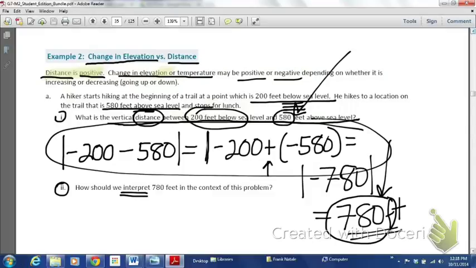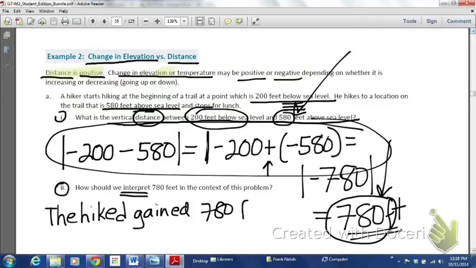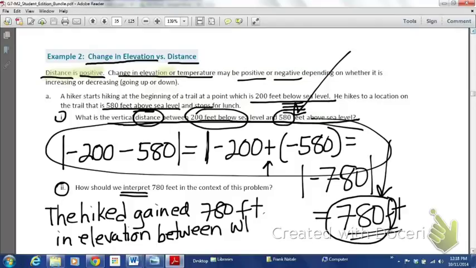I mean, the hiker gained 780 feet in elevation between where he started and where he ended.